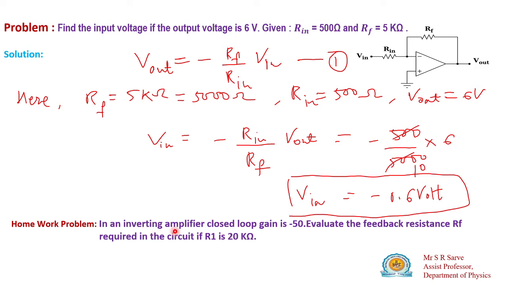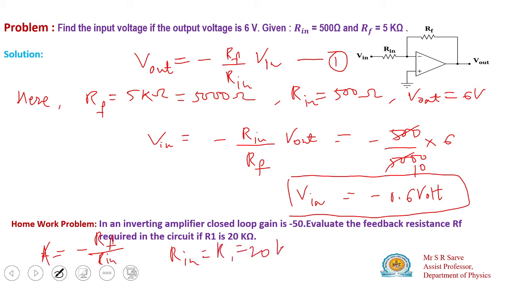So in an inverting amplifier, the closed loop gain is given, gain is equal to minus 50, and we have to find out the feedback resistance, and input resistance is given, R1 is equal to 50 kilo ohm. Okay, so simple here, what is the gain in the closed loop? The gain is equal to minus RF divided by R input. Okay, so here input resistance is equal to your R1 resistance. Okay, it is 20 kilo ohm. And what is gain?